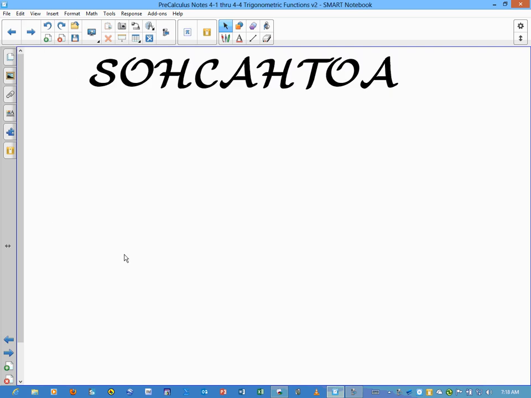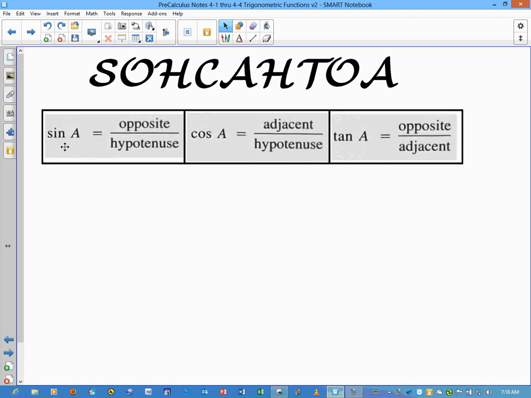So we're going to start out with an acronym that many of you are familiar with, SOHCAHTOA. And that was to remember the equations for right triangle trigonometry. This stood for sine is opposite over hypotenuse, cosine is adjacent over hypotenuse, and tangent is opposite over adjacent. And like I said, this helped us to remember these three equations. The sine of some angle is opposite over hypotenuse, cosine adjacent over hypotenuse, tangent opposite over adjacent.